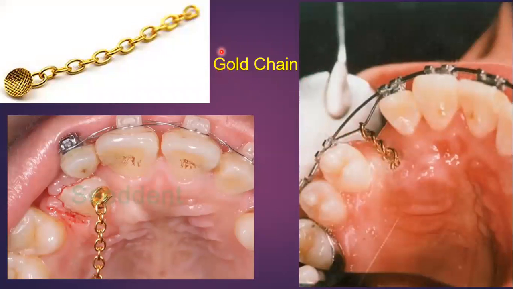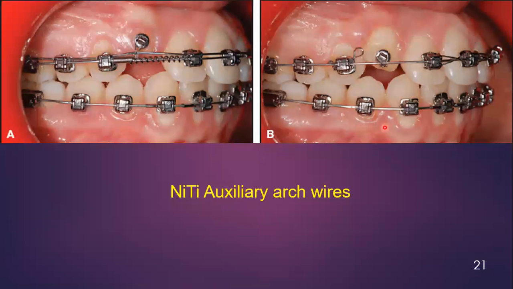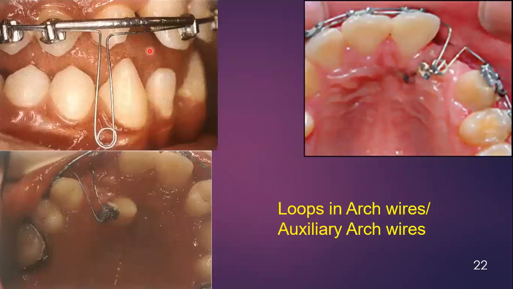Gold chain. You can see here a gold chain with a gold button. Now the gold button or eyelet is attached with the canine, and you can see this gold chain used as a traction. This is a traction and will attach with the main arch wire. Auxiliary wires can also be used as a traction.